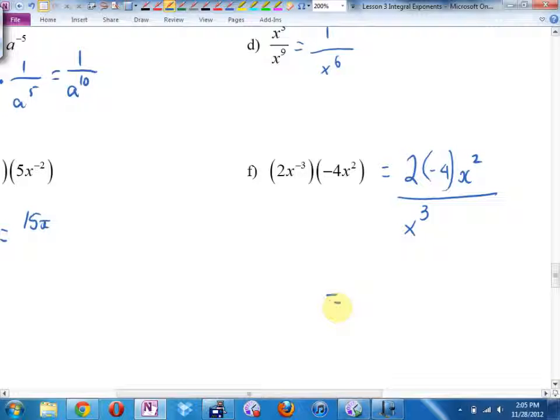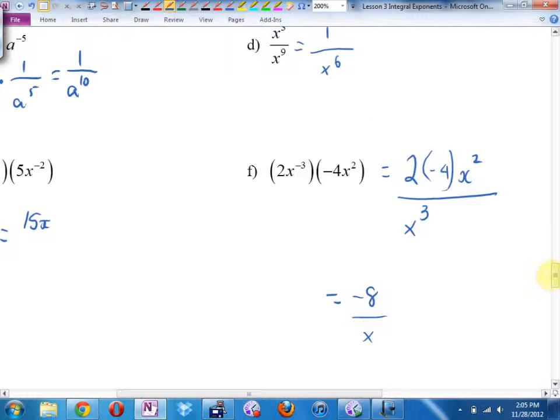Numbers. I have a negative 8 on top. Any numbers on the bottom? No. Okay, negative 8. How many x's on top? 2. How many x's on the bottom? 3. How many left? 1. Where, Amy? How many x's will be left? 1. Where? Are you saying on the bottom? Yes? You'd be right. 2 lines of work. We're good.